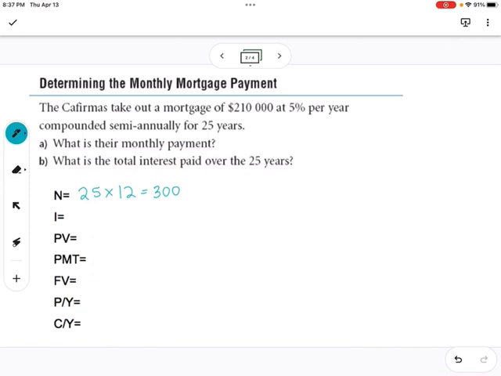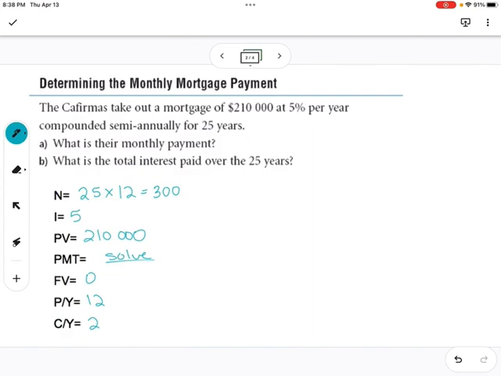Our interest rate is the 5%. Our present value is the mortgage amount that we are taking out, so the $210,000. We're figuring out what our monthly payment is, so this is what we want to solve for. Our future value is when our mortgage is paid off, so that'll be $0. And like we said before, we're having a monthly payment, so payments per year is 12. Our compounding is semi-annually, which is 2.